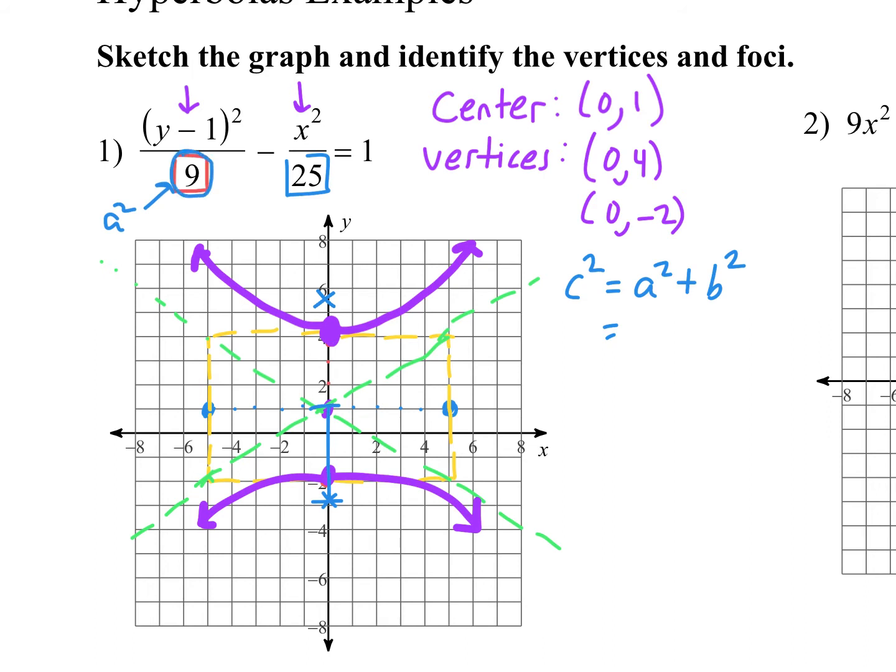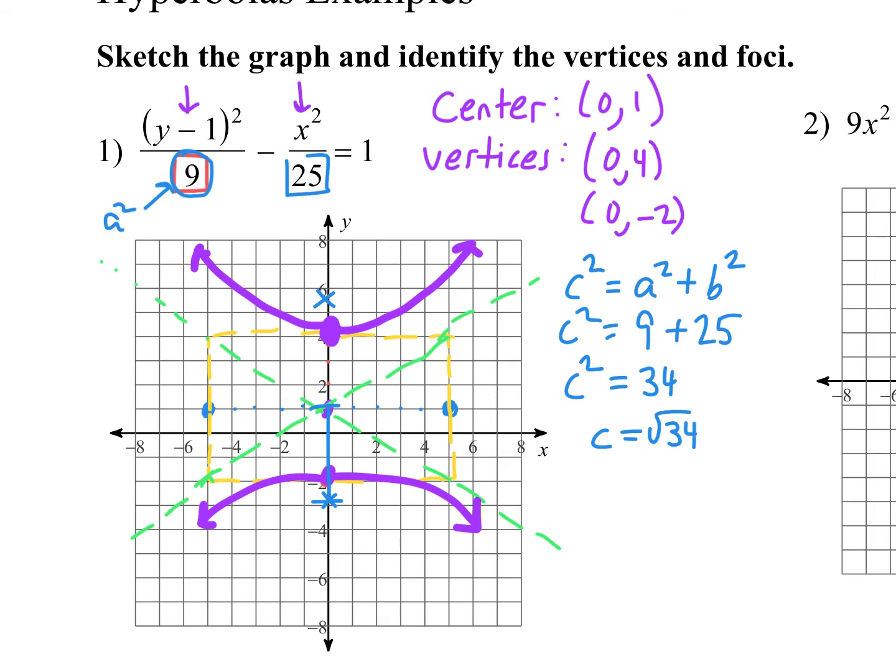Okay? With hyperbolas too, the a squared is always the one written first. It's not the bigger one like it is with an ellipse, because remember, the term that's written first is kind of determining where the vertices are and which way the graph's open. Okay, so a squared is 9, the b squared is the other denominator. So our c squared needs to equal 9 plus 25, so 34. That means c would equal the square root of 34.